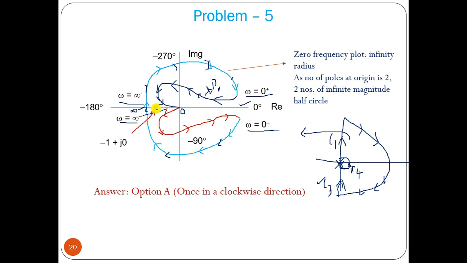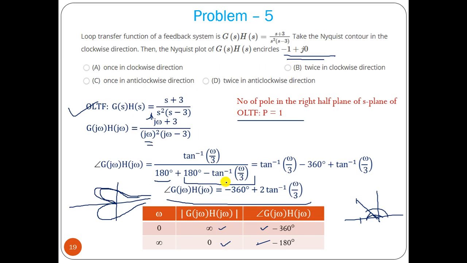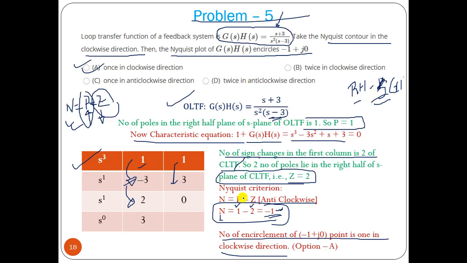Now if this is the plot, this is the point minus 1 point, then if you take this line, this is basically encircled by these clockwise half circles, right. This clockwise half circle enclosed it, so this line goes through this clockwise. So option A, once in a clockwise direction, is the answer. This is the way you have to plot that. Now without doing that also we can solve it very easily.